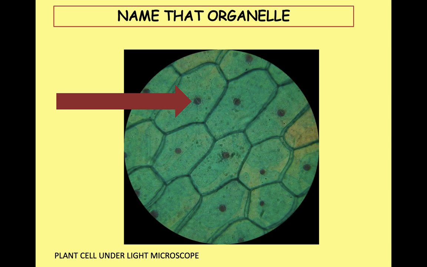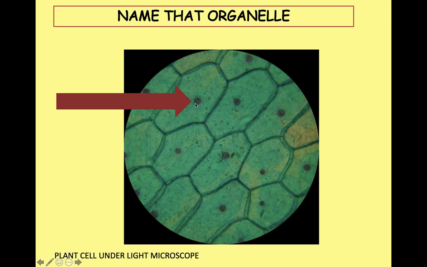Last lesson we learnt about microscopes. Light microscopes and electron microscopes. So for this next little bit, we're going to look at some pictures and see if you can label the organelle that each arrow is pointing to. So this red arrow is pointing to this bit here. Okay, this is a plant cell using a light microscope.